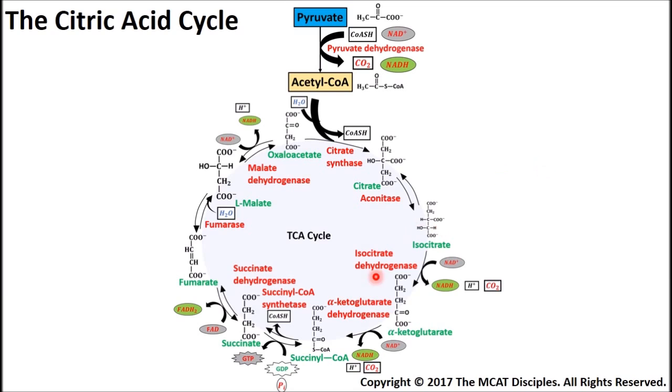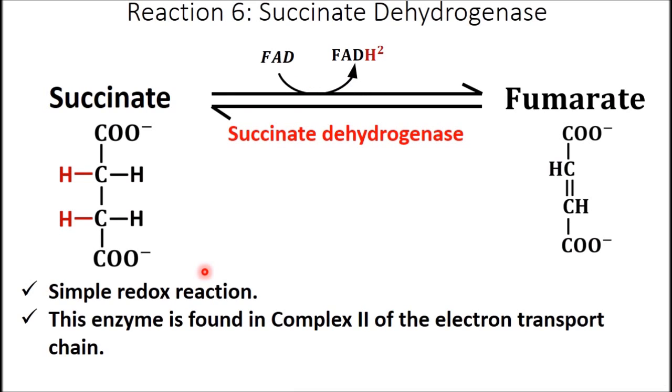Let's not get complicated. And we take succinate via succinate dehydrogenase to form fumarate. So the big thing about succinate dehydrogenase is that it's not forming an NADH molecule, but it's forming an FADH2, a reduced flavin adenine dinucleotide molecule. The other thing about it is that it's found in the electron transport chain. So we'll get there right now. Again, succinate via succinate dehydrogenase to form fumarate, and that forms then a reduced flavin adenine dinucleotide molecule. Okay. It's a simple redox reaction, and it's the enzyme found in complex 2 of the electron transport chain.